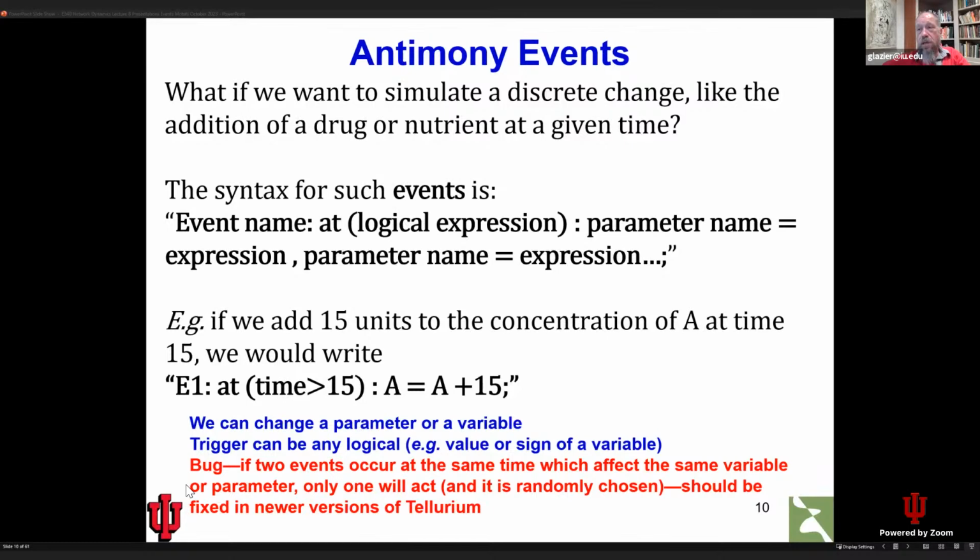And so if we want to add, and maybe I should have not picked 15 units in the time of 15 because that makes it look ambiguous. At time 15, we want to add 15 units to the concentration of A. We'd say, here's rule E1. This is a rule now. E1 colon at time greater than 15 colon A equals A plus 15 semicolon.